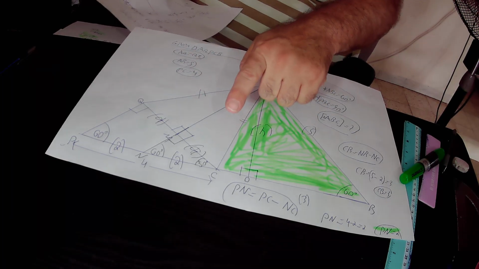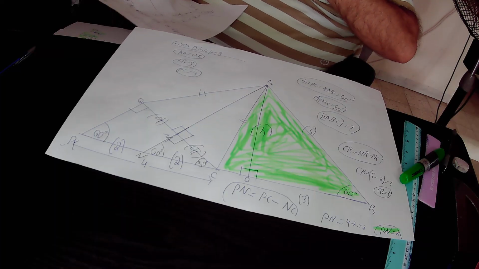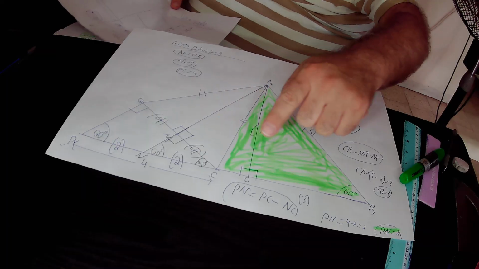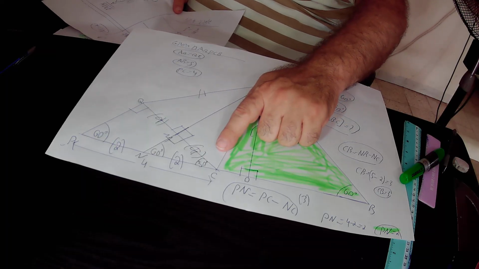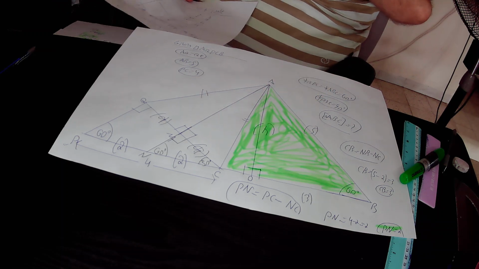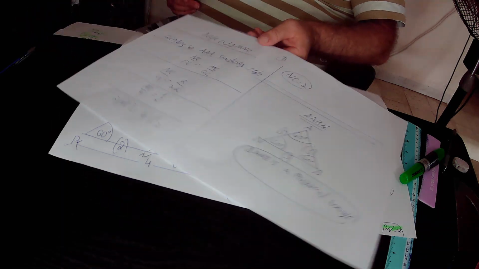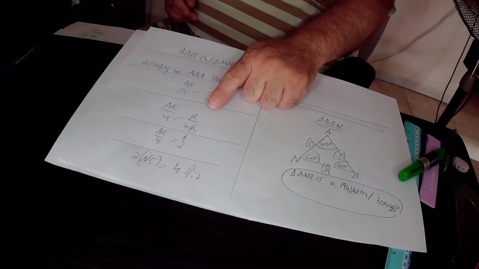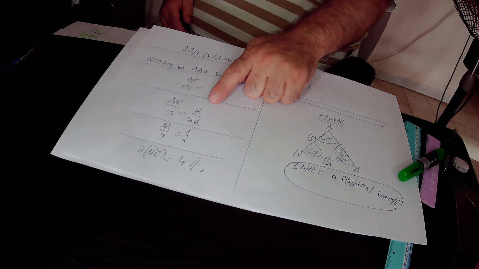PC equals 4 units in length according to what is given in the question, and it is equal to MC. MC is A according to our definition, over QC. QC is A plus 8, it is 2A. So in total we should find that NC over 4 equals A over 2A. We have A in the numerator and A in the denominator, so A will get cancelled.